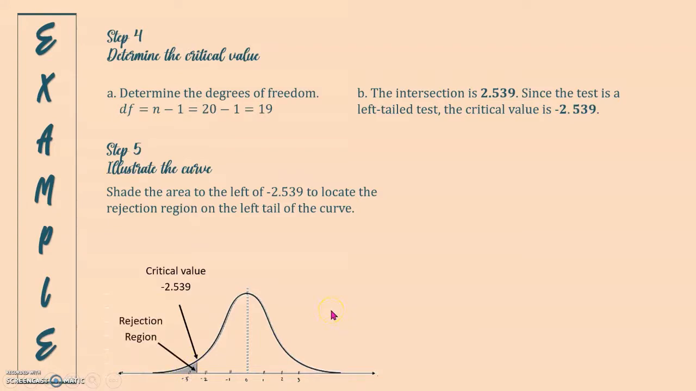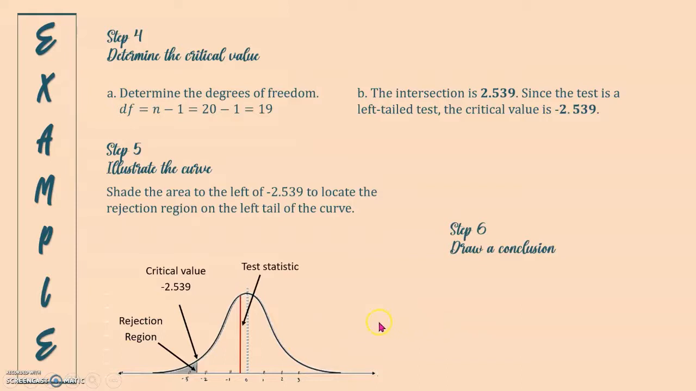And going back to our step 3, our computed test statistic is negative 0.50. Locating negative 0.50, it's somewhere here. So we see that our test statistic falls in the non-rejection region.